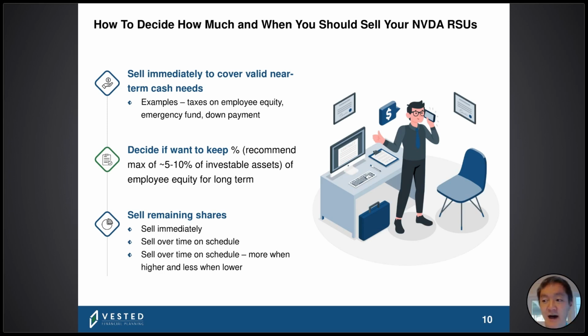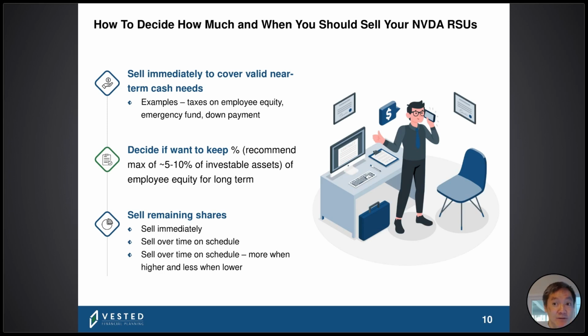So first of all, I would sell immediately to cover any valid near-term cash needs. So if you need cash for some reason and it's valid, then go ahead and sell. There's no reason to hold. So examples would be if you have to pay taxes, you know you're going to owe taxes on your RSUs, then you're going to have to pay taxes come April. Go ahead and sell it.